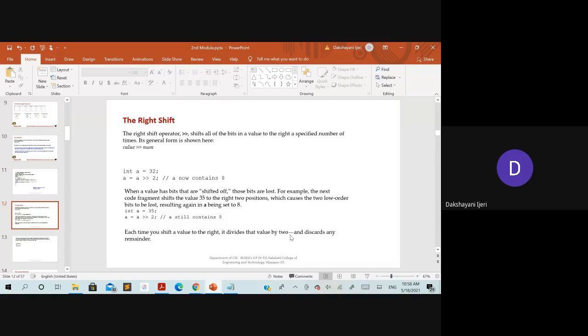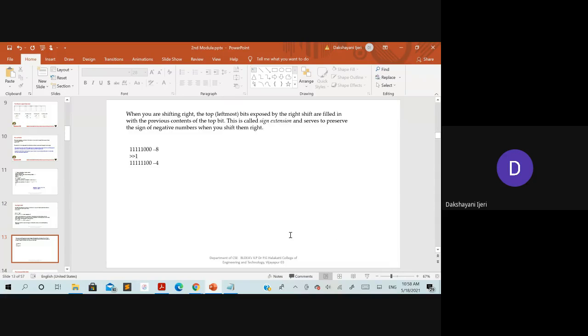Since it is a right shift, it can be considered with signed integers. That means you can operate it on both positive integers as well as negative integers here, right? So when you are right shifting, the top bits exposed by the right shift are filled with the previous contents of the top bit. That's what I told you. Whenever you right shift, the vacant position at the left needs to be filled with the previous contents. That is, if it is a 1, it is going to be filled with a 1. If it is a 0, it is going to be filled with a 0.